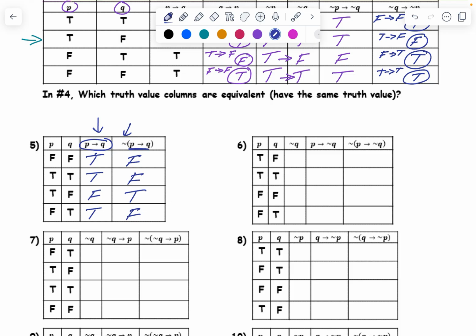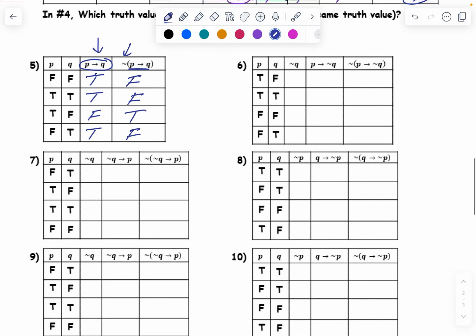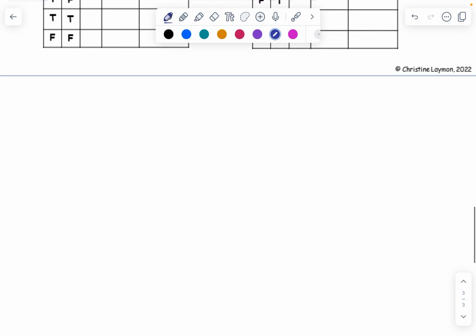Now, if you're in applied, stop the video right now. If you're in honors, stay tuned because you're going to have to try some of your own. So let's suppose we were making a truth table for not, let's see, P implies not Q.